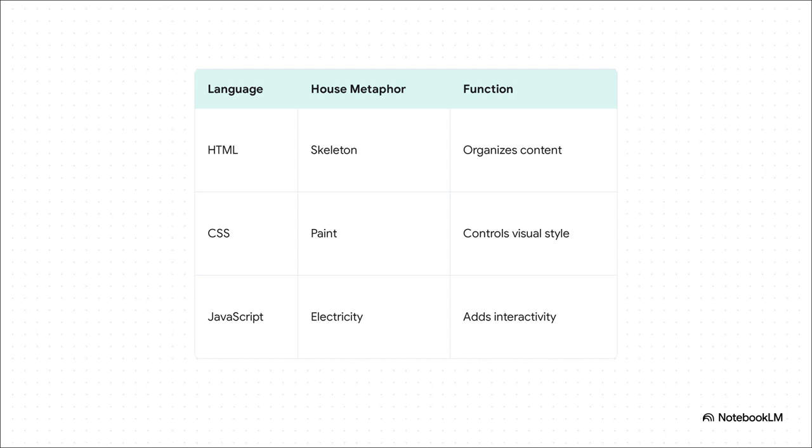But if you want that house to actually look good, well, that's CSS, the paint, the interior decor, the visual style. And if you want the house to do something interactive, like, say, a button that updates a live counter without reloading the whole page, that's JavaScript. That's the electricity, the brain of the house. Honestly, if you expect HTML to handle logic or complex animations, it's kind of like trying to wire a house with a hammer. It just doesn't work.